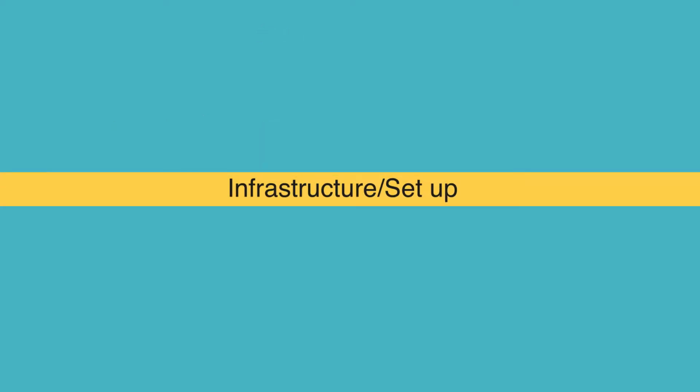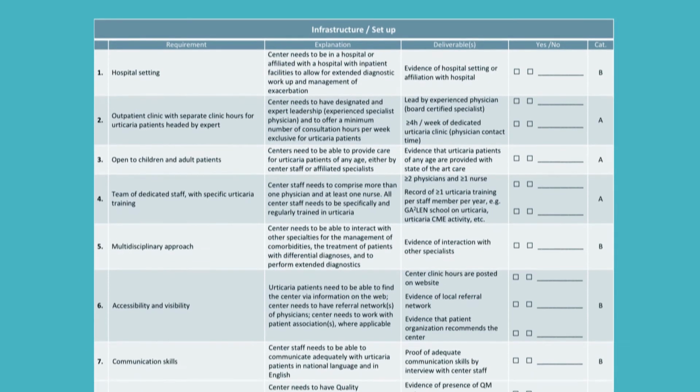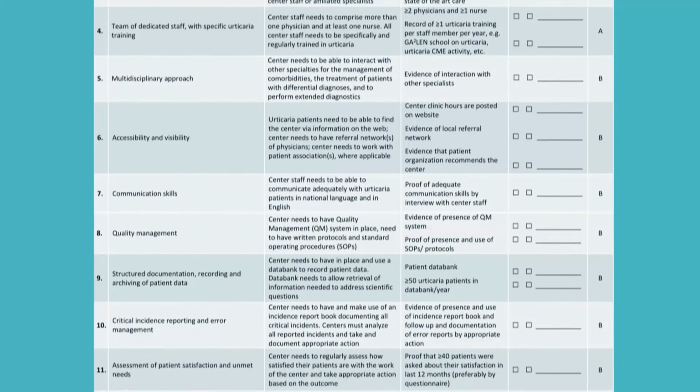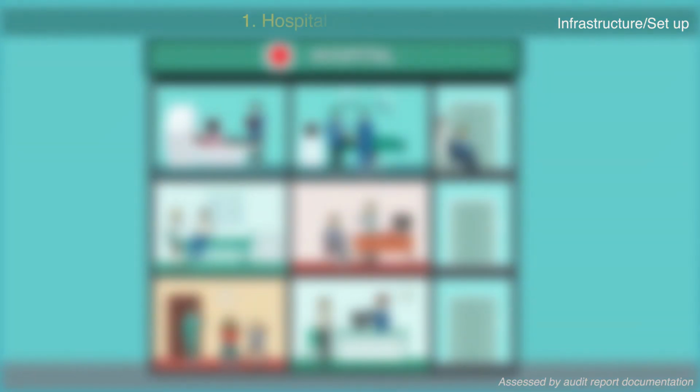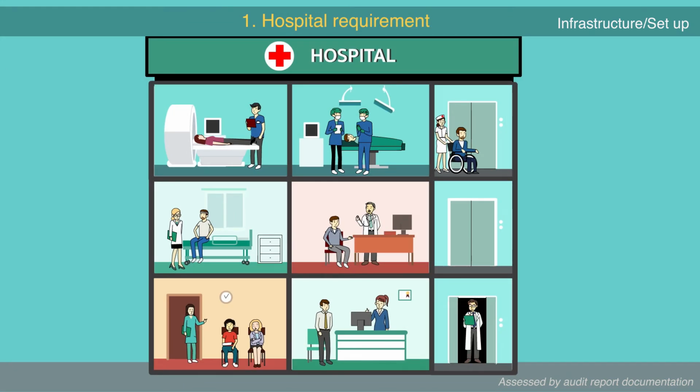Infrastructure and setup consists of 15 items as shown. Number 1. Hospital requirement. The centre needs to show that it works with a hospital in order to manage inpatient and outpatient services for their urticaria patients.